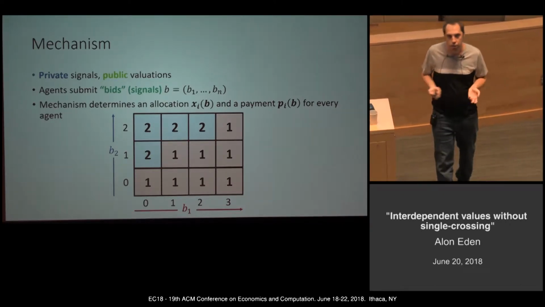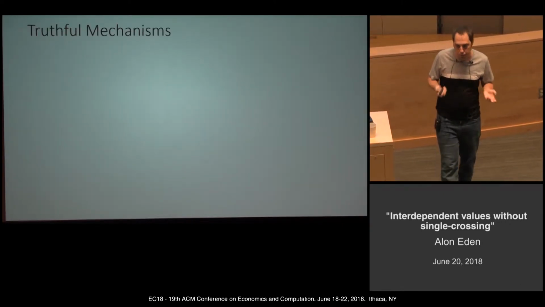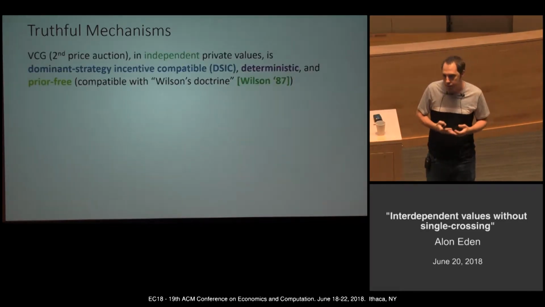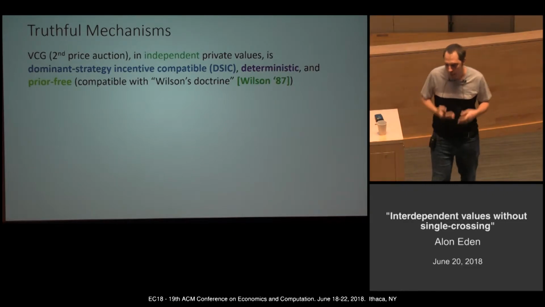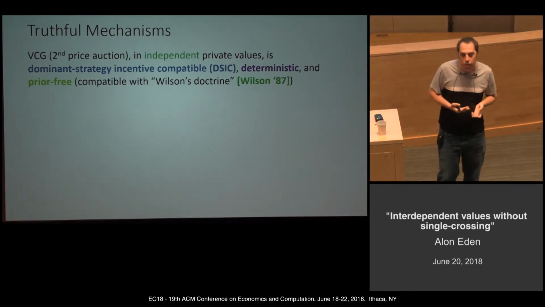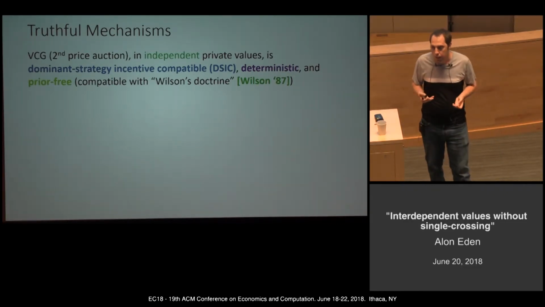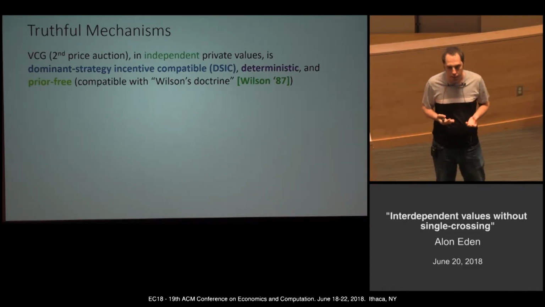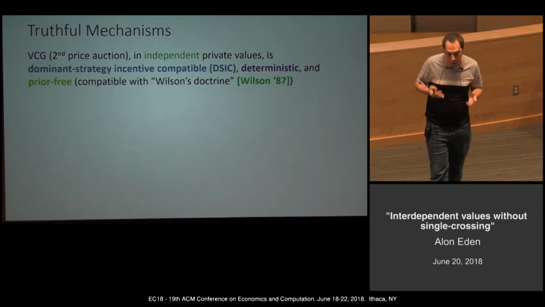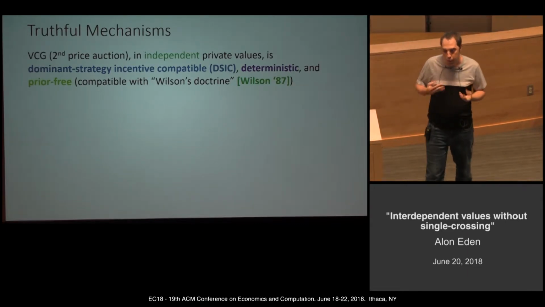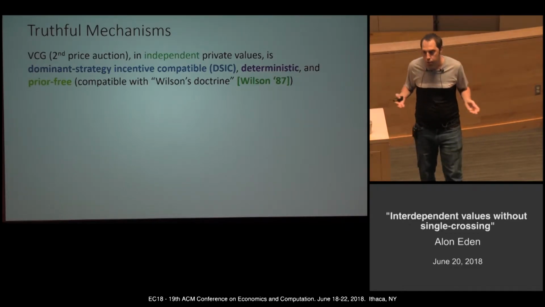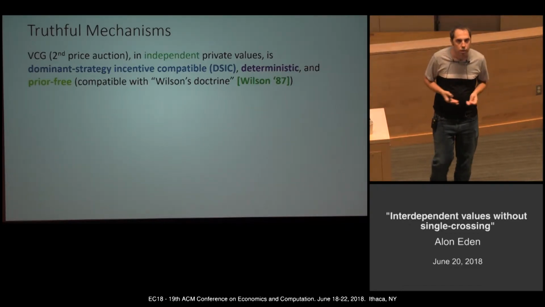Okay, so we know what a mechanism looks like. So what is a truthful mechanism? In the private value model, where the private data is your actual value, you know your own value, we already said that we have the second price auction, which has many desirable properties. It's deterministic, it's dominant strategy incentive compatible, and it's prior-free, meaning that we don't need to reason about the details of the distribution in order to get the optimal allocation.